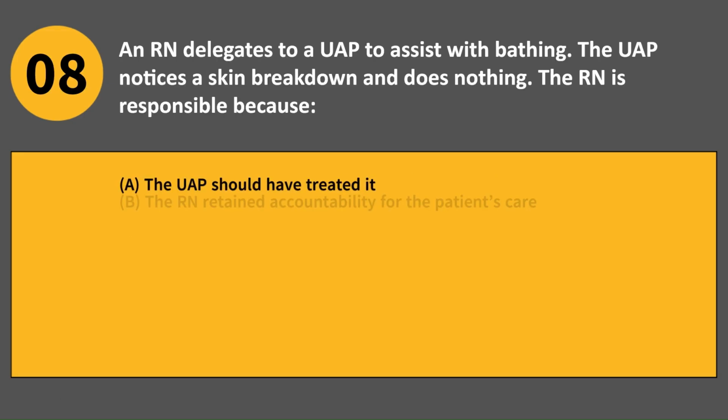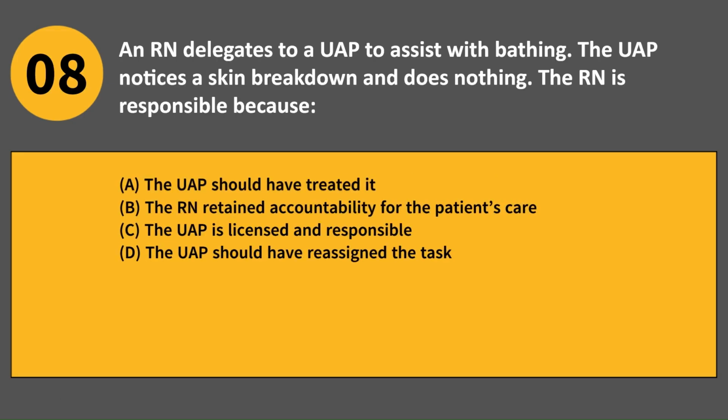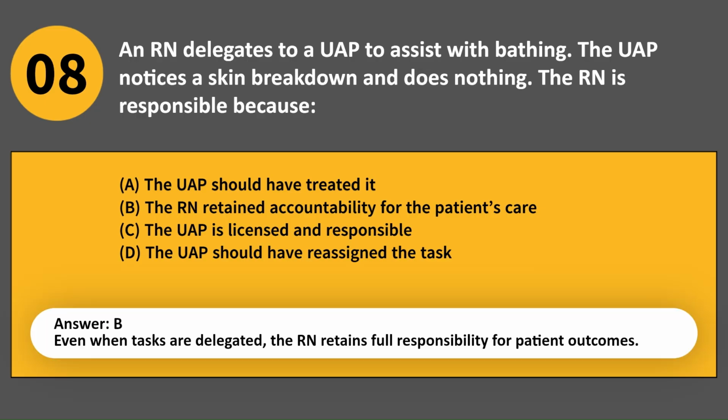An RN delegates to a UAP to assist with bathing. The UAP notices a skin breakdown and does nothing. The RN is responsible because A. The UAP should have treated it. B. The RN retained accountability for the patient's care. C. The UAP is licensed and responsible. D. The UAP should have reassigned the task. Answer: B. Even when tasks are delegated, the RN retains full responsibility for patient outcomes.